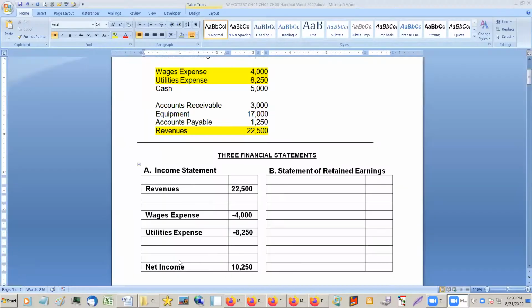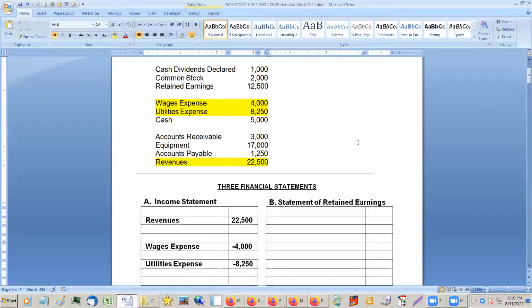Okay, so this net income is going to go up here. Now, in retained earnings, we actually have something already. How much do we have in retained earnings already? 12,500. Yep. So I'm going to say that's the beginning retained earnings.